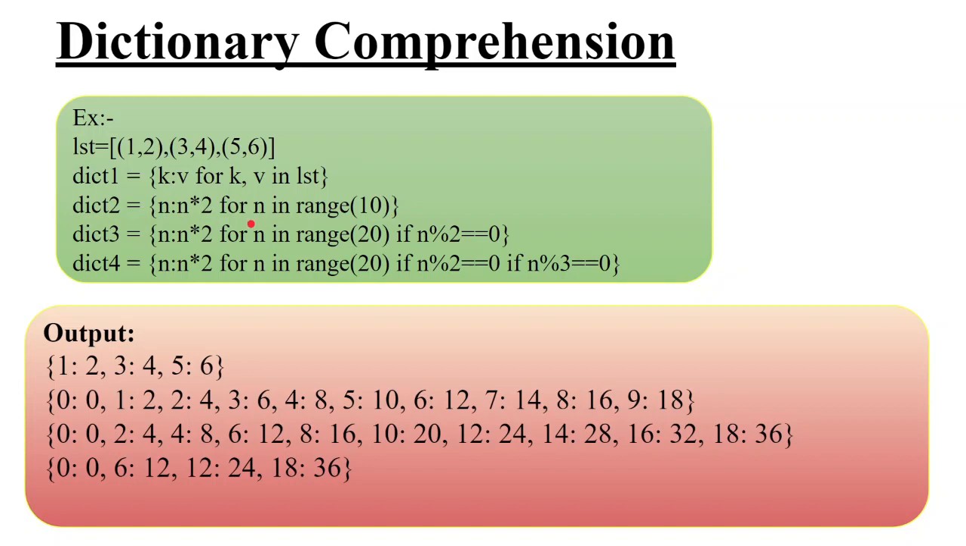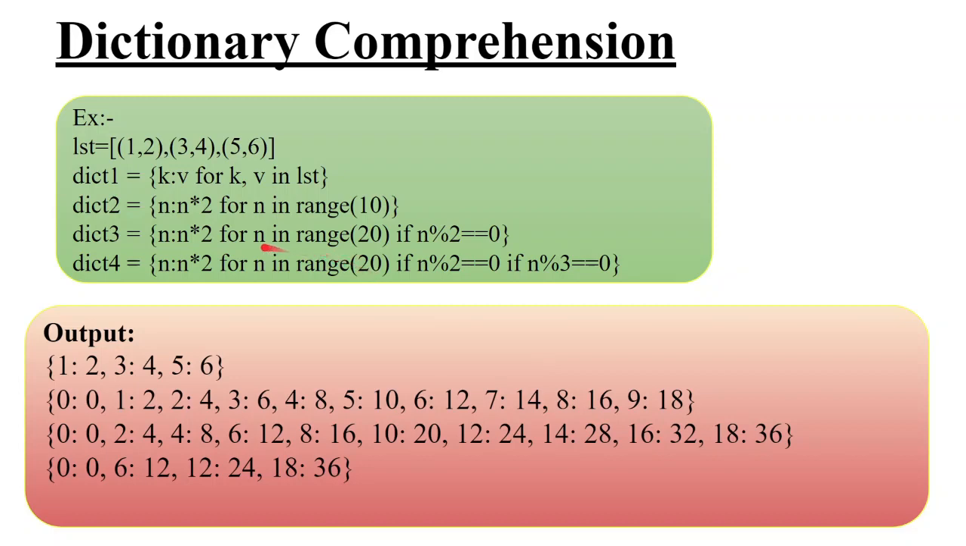So in the first iteration, n is 0, so this expression gets executed. 0 becomes the key, and 0 into 2 becomes its value. And in the second iteration, the n value is 1, the key becomes 1, and its value is 1 into 2, that is 2. Likewise, it keeps on iterating for 9 values.